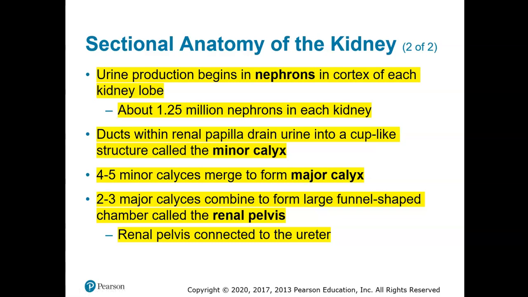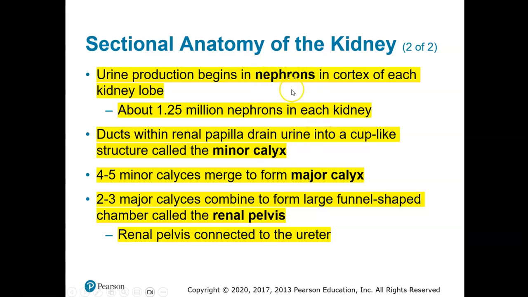Now, the nephrons are the individual filtering units of the kidney. There are about 1.25 million nephrons in each kidney, so about 2.5 million nephrons total. Urine production begins in the nephrons, and it also ends in the nephrons, because the nephrons produce the urine. There are just notes here about the structures that I already mentioned to you.